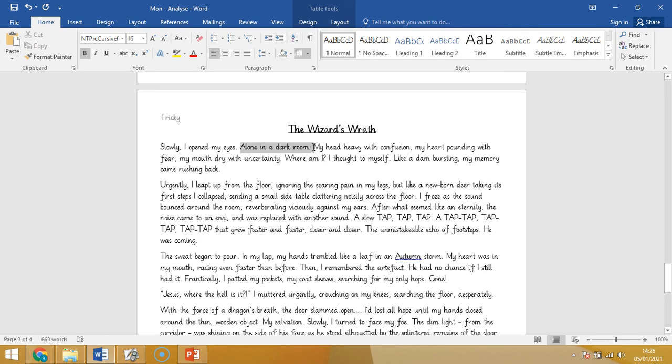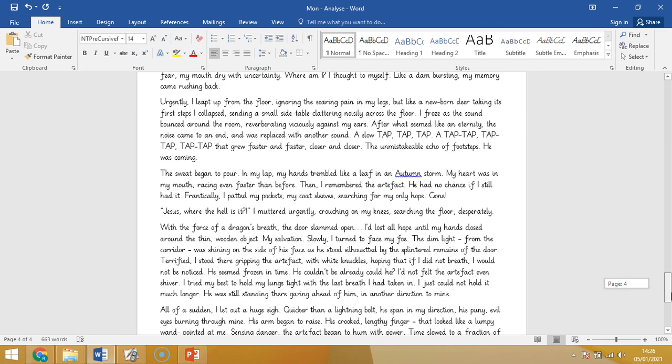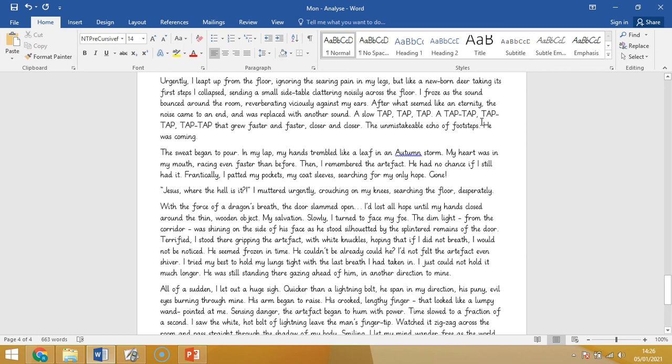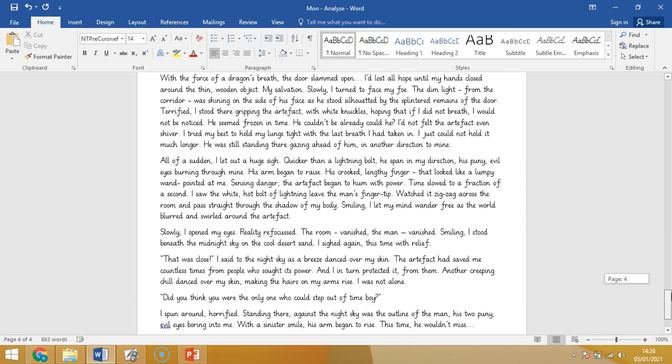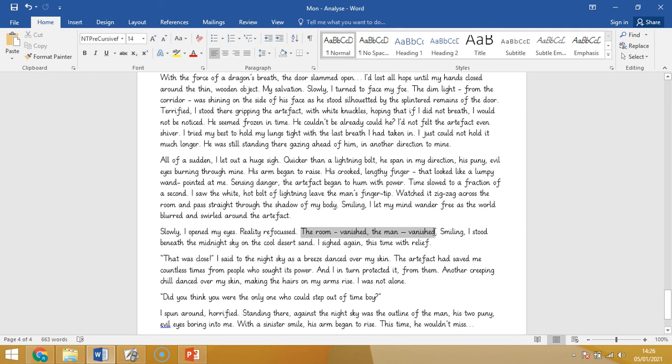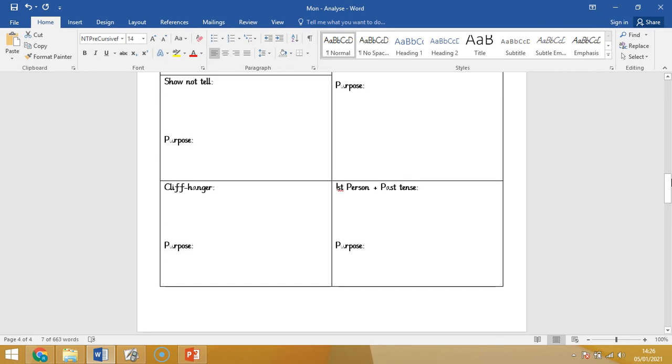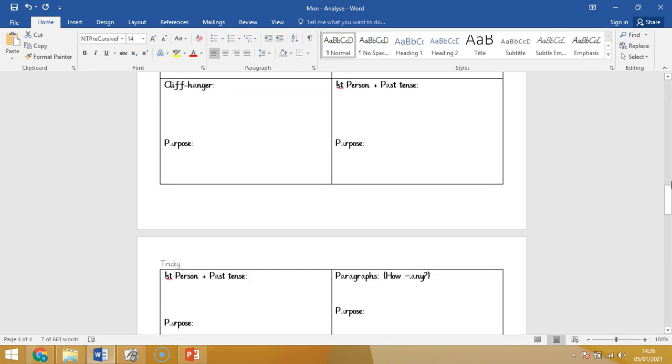So I've got one here. So let's get that one. Let's have a look further down. Let's go with "he was coming," because that's quite sinister, isn't it? And let's get one last one from further down here. I quite like this one. "The room vanished. The man vanished." Okay. And if you're on a computer, you'll be able to copy and paste these. If you're not on a computer, you'll have to write them.